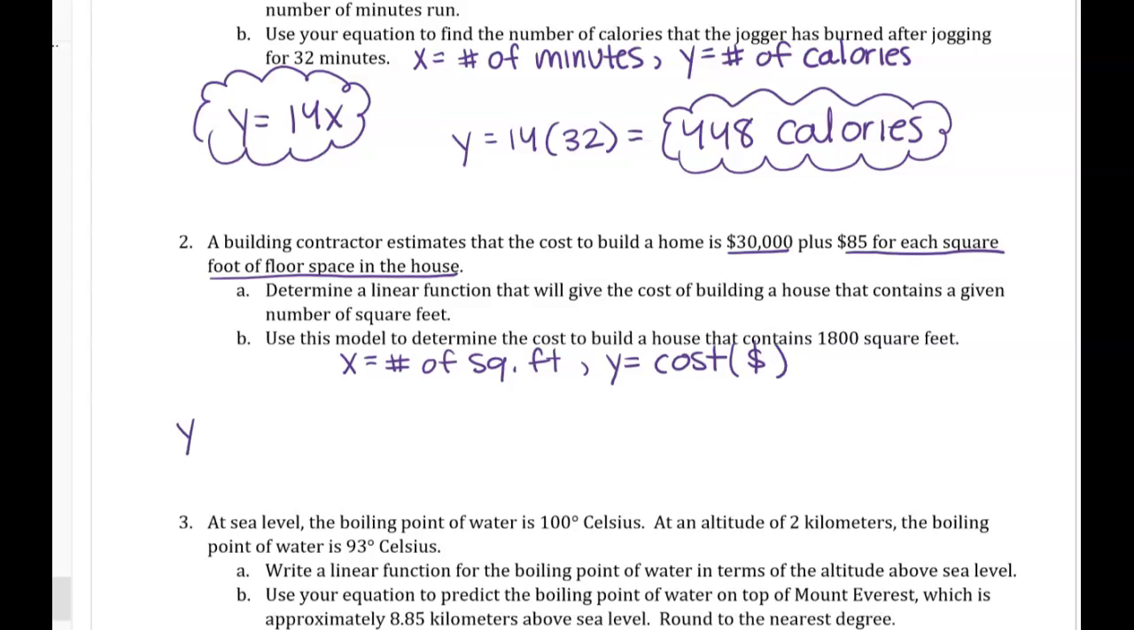So y equals mx plus b, and our slope is going to be our rate, so $85 per square foot. So our slope is 85. Then mx plus our y-intercept, which is essentially our initial value, which means even when you have 0 square feet, it's going to cost $30,000. So our y-intercept is $30,000 because that's our value when x is 0.